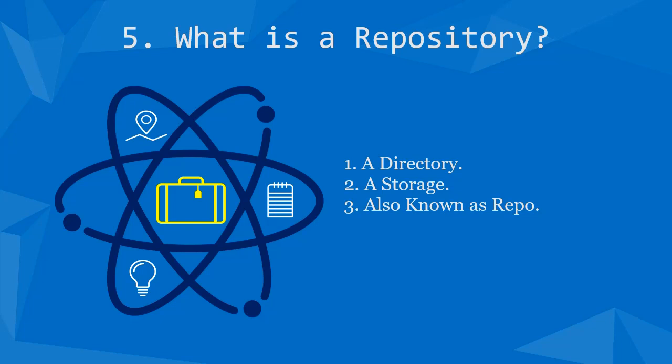Next, the storage. It is an online storage for your codes, projects, and many other things that you can store in the server. Next, it is also known as repo, as I said. In short, repository is a data storage medium or a code storage medium or a program storage medium where you can store n number of codes, n number of projects, and you can create n number of repositories in your GitHub account.